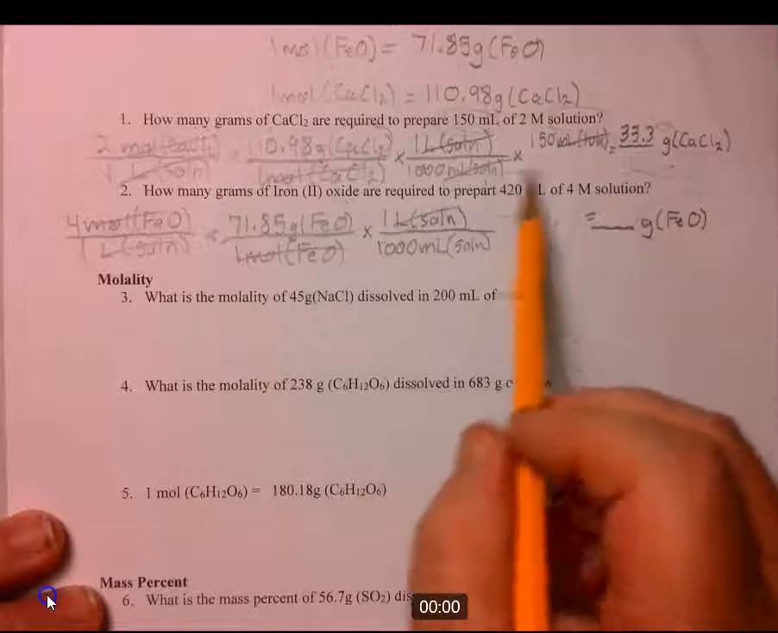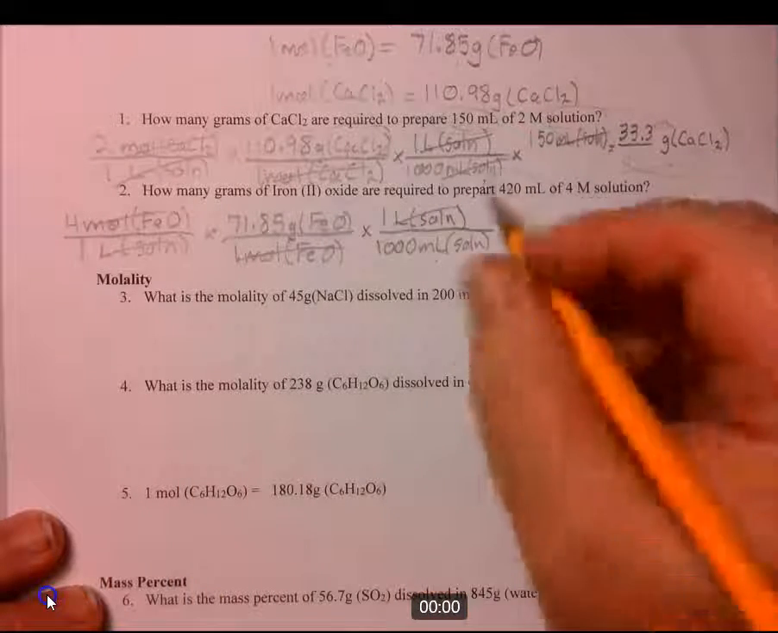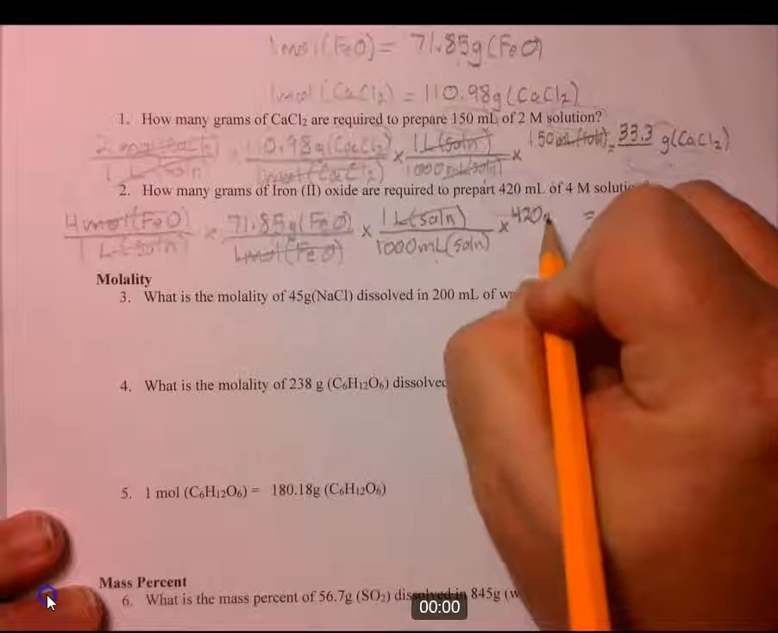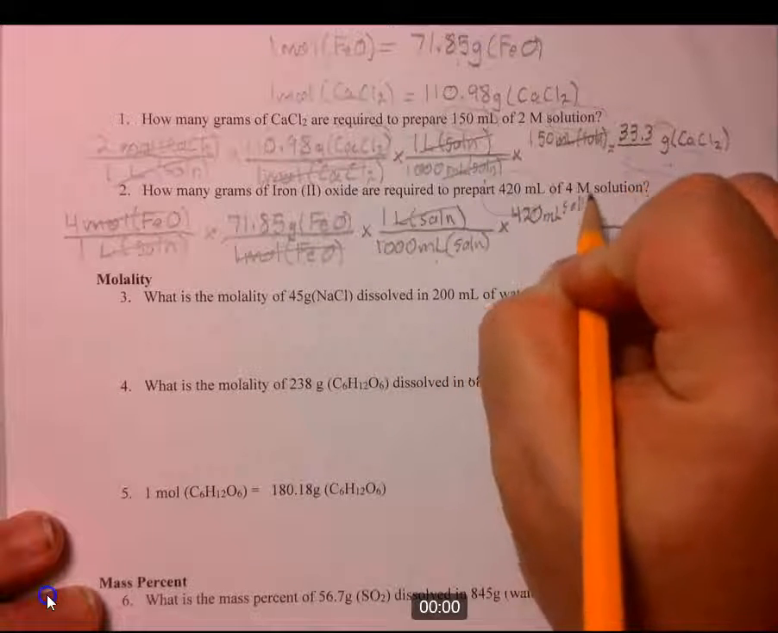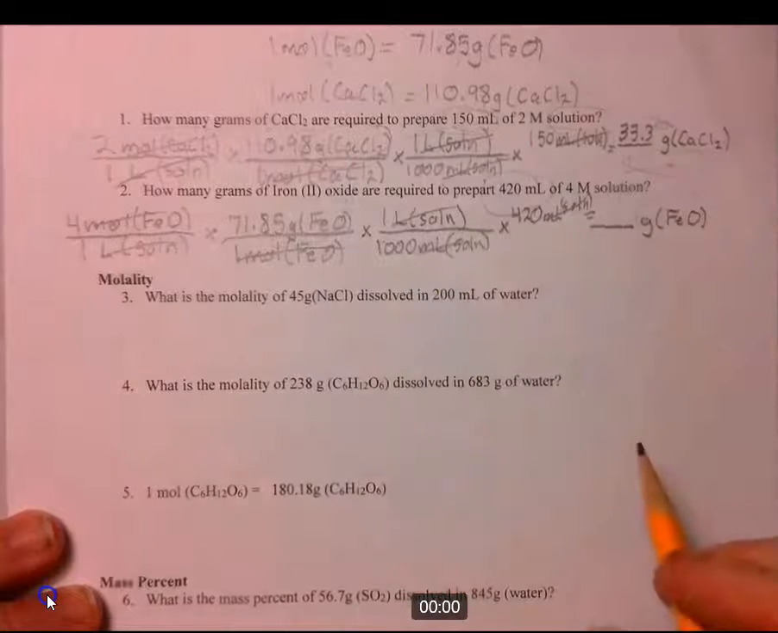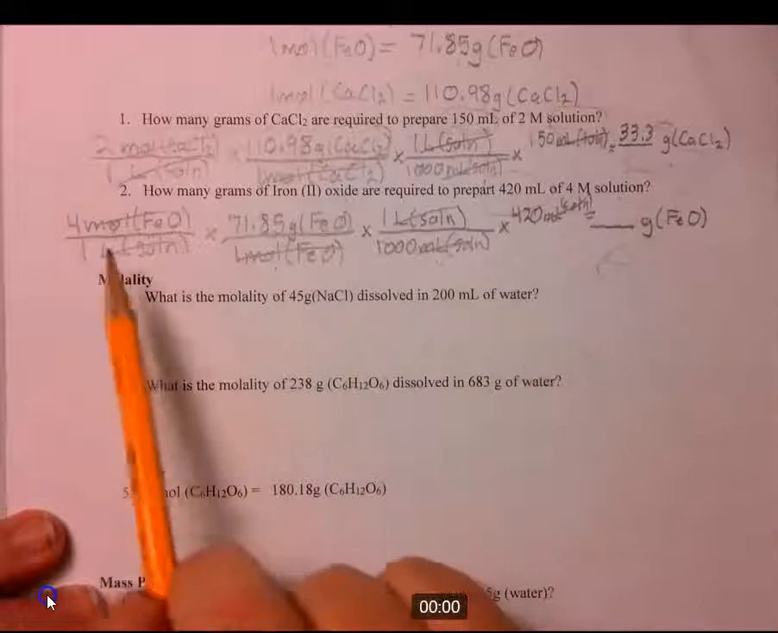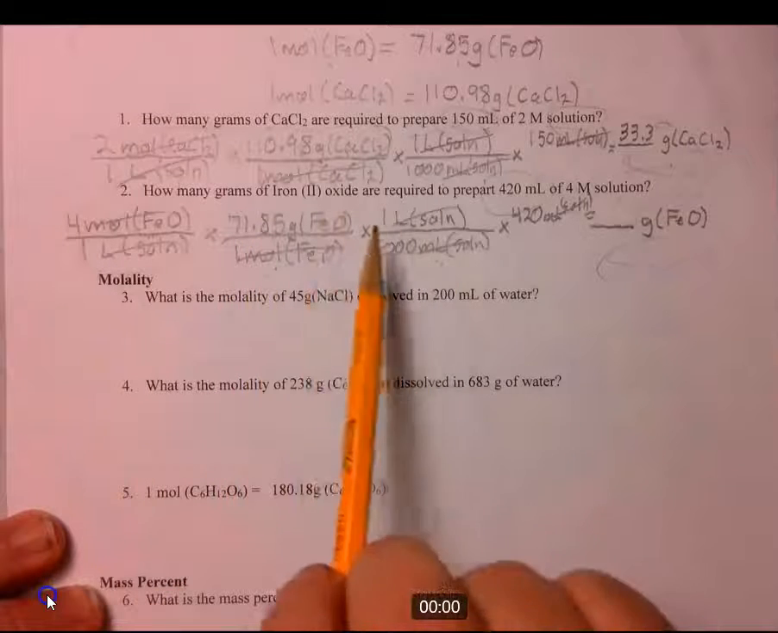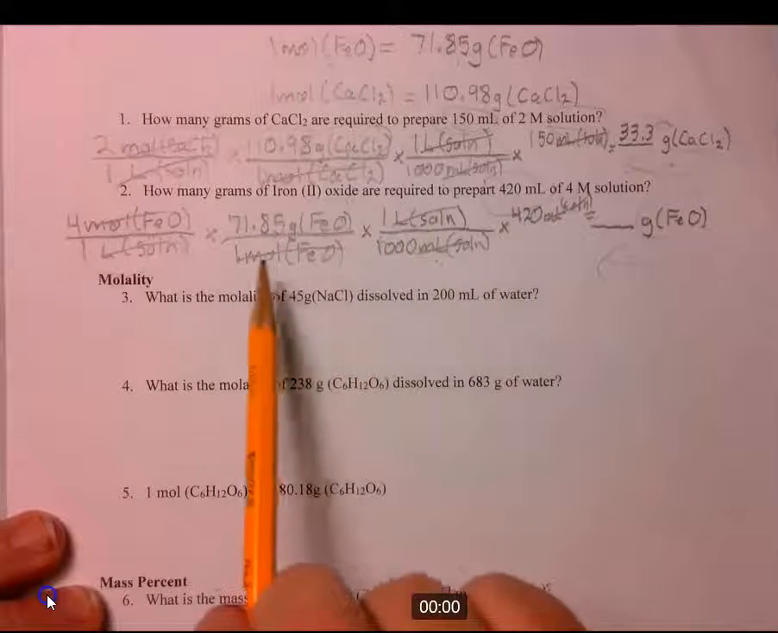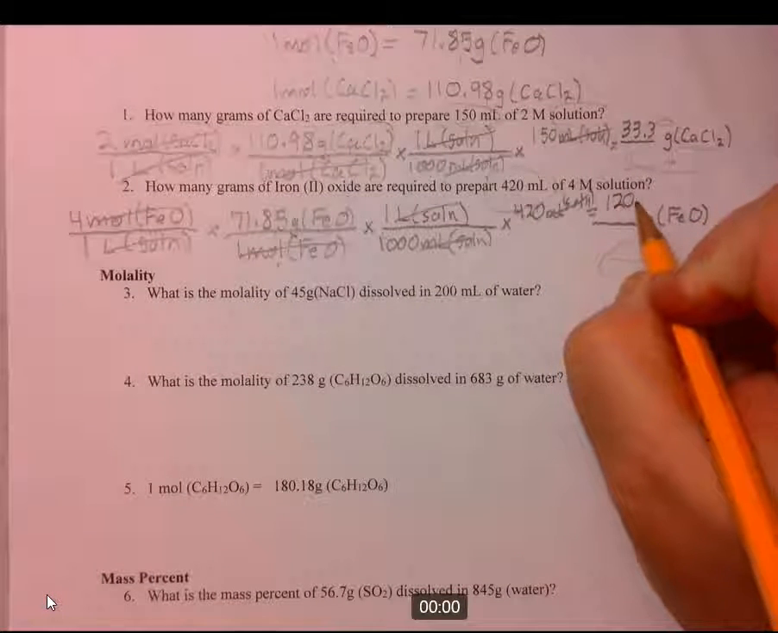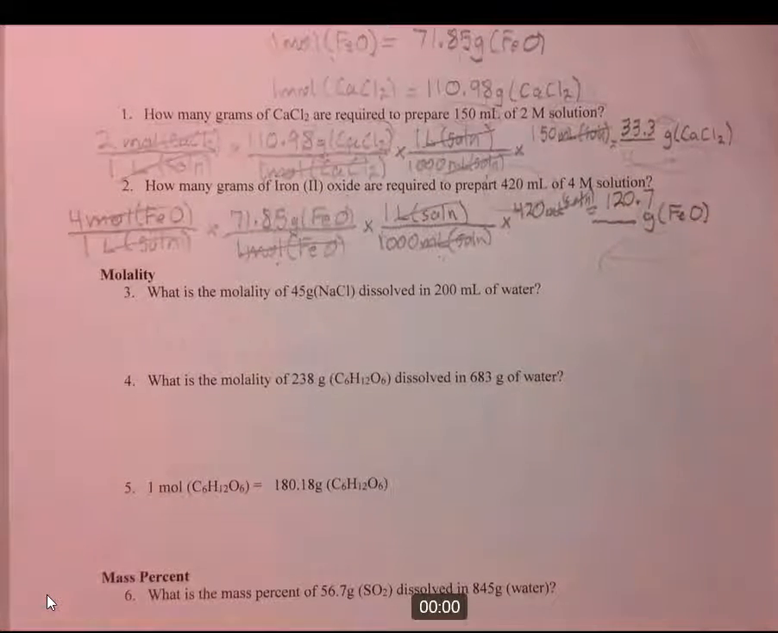Well, it just so happens we have 420 milliliters of solution, so that's the units we need to go away. So we're going to put 420 milliliters of solution. Cancel and cancel. So nothing is left on the bottom as far as units, so there's going to be nothing here. So now we multiply 4 times 71.85 times 1 times 420 divided by 1,000 divided by 1 divided by 1. And for that I get 120.7 grams of iron oxide are needed to make 420 milliliters of a 4 molar concentration solution.